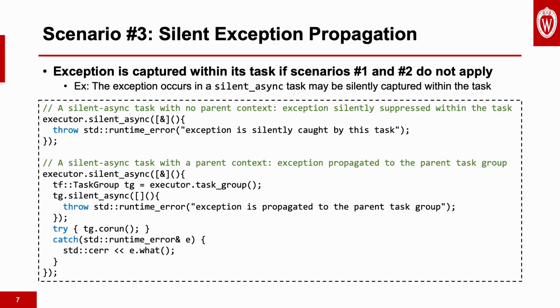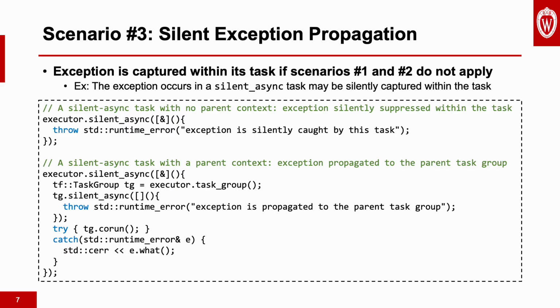The final scenario represents a fallback when scenarios number 1 and number 2 do not apply. In this case, the exception will be silently captured and stored within each task. For example, as you can see from the code below, the exception that occurs in the first silent async task will be silently captured within the task because there is no parent context to handle this exception.